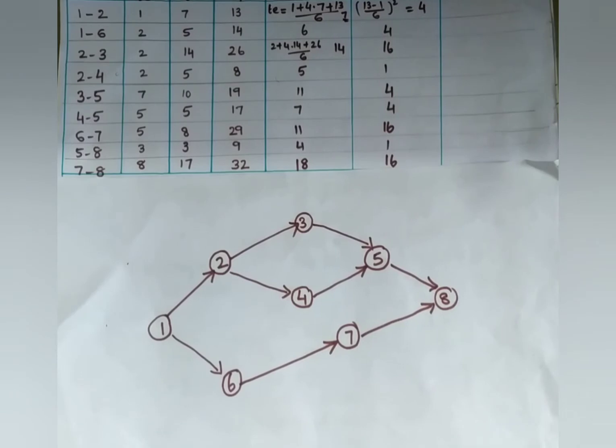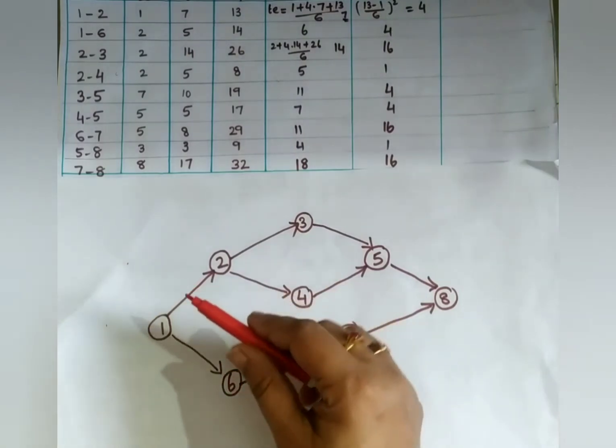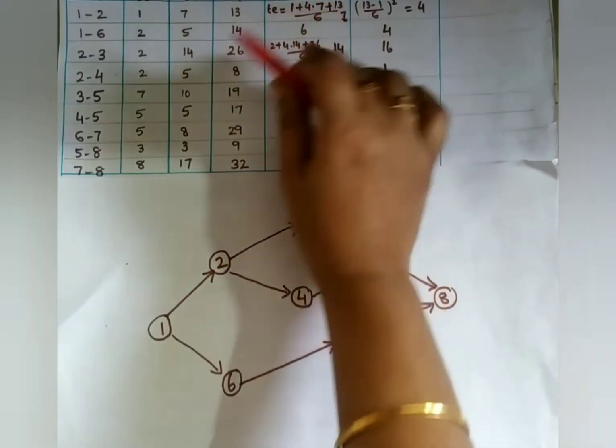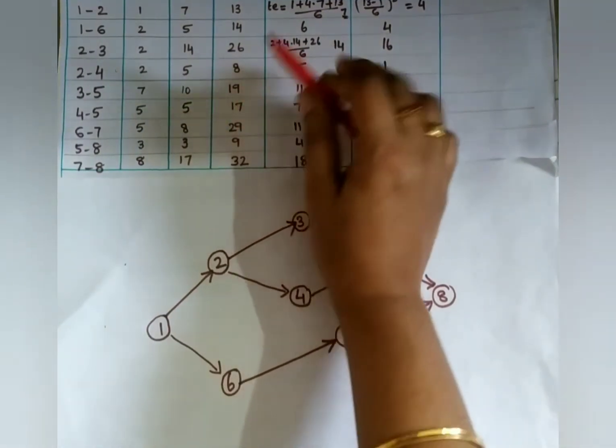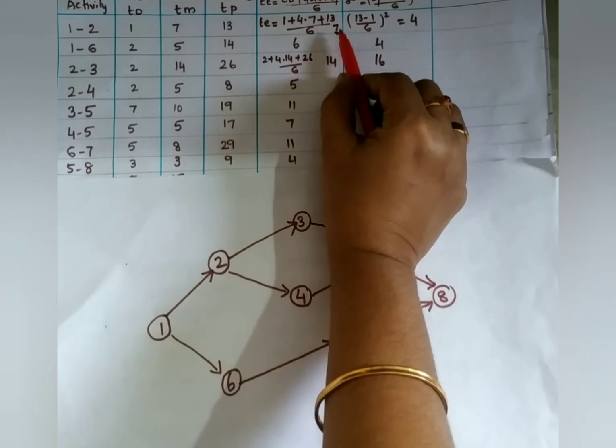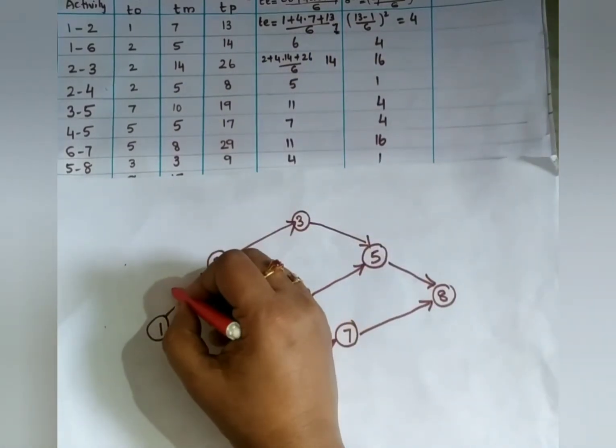Okay, so after drawing this circuit, we will write the TE. T is the normal time to complete the activity. So 1 to 2, how much time is taken? What I have to do is take the value from the table we already solved. See here, 1 to 2, what is the answer? It is 7. So the 1 to 2 activity timing is 7.